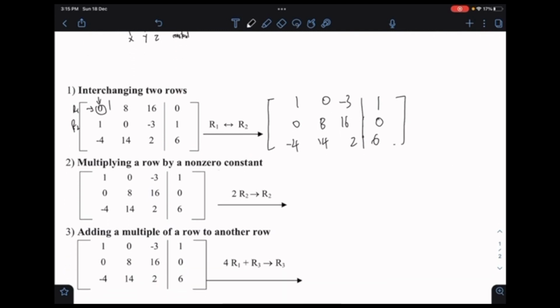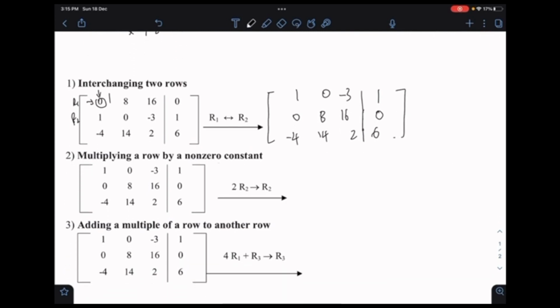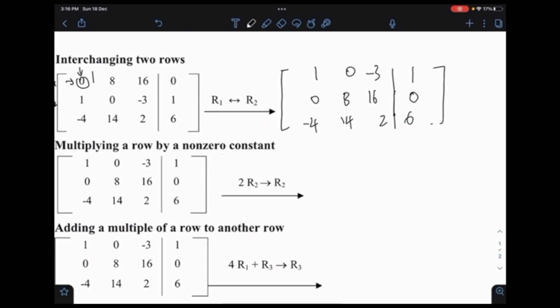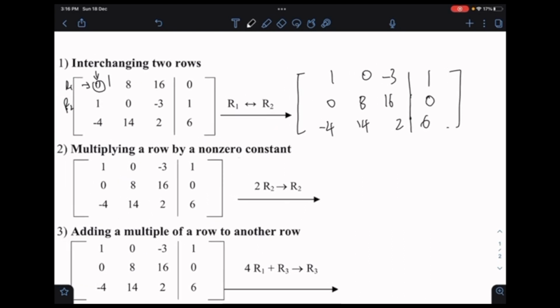The second type of row operation is multiplying a row by a non-zero constant. We can multiply any row by any number except 0. When a row is multiplied by a number, every element in that row must be multiplied by the same number. In the example here, row number 2 is multiplied by 2 to get the new row number 2.